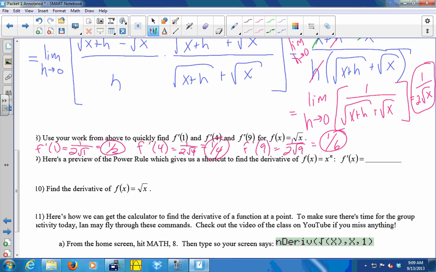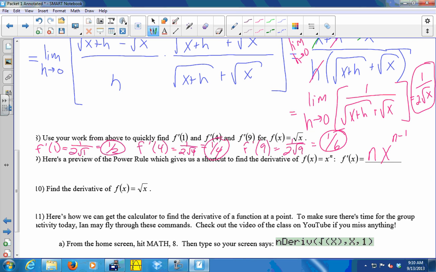So this is a preview of something called the power rule that we're going to use to find derivatives of functions that look like x to the n. So if f of x equals x to the n, f prime of x is n x to the n minus 1. Okay, so you take the exponent, you put it in front, and you reduce the power by 1.